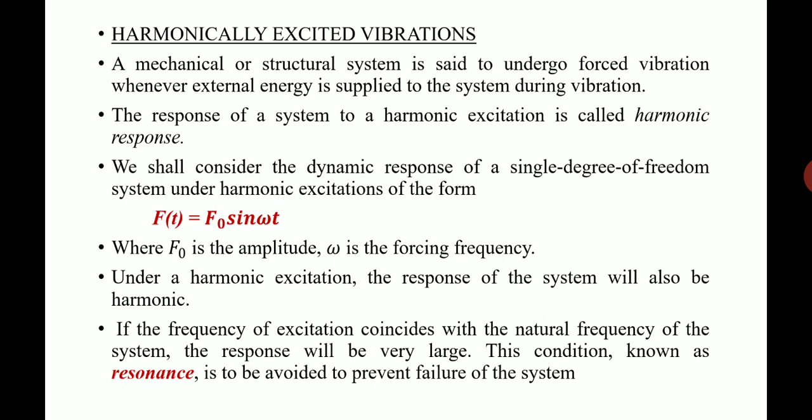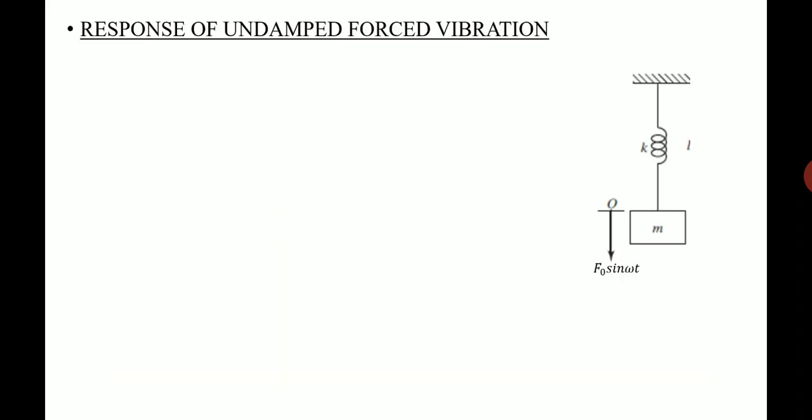So here we are going to analyze the response of vibrating systems when we are applying a harmonic force. The first one is the response of an undamped forced vibration. Undamped system means there is no damper, only a spring and a mass. As you can see in the figure, there is a spring of stiffness k and there is a mass. So instead of a displacement x, we are giving a continuous force or harmonic force f0 sine omega t.